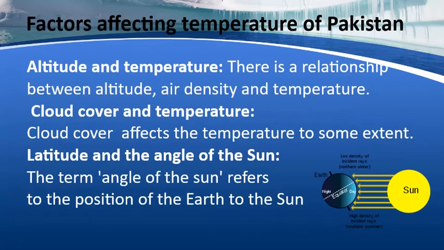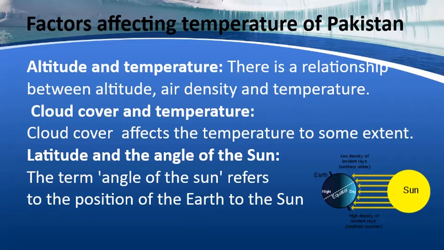Next factor is altitude and temperature. There is a relationship between altitude, air density, and temperature. The air is densest at sea level because that is where it absorbs most water vapor, dust particles, and solar radiation. Air is least dense at high altitude because less solar radiation is absorbed at that level, with less air to absorb heat at higher altitude. There is an average drop of 6.5 degrees Celsius in temperature for each 1000 meter increase in altitude.